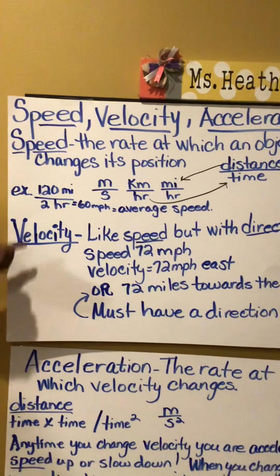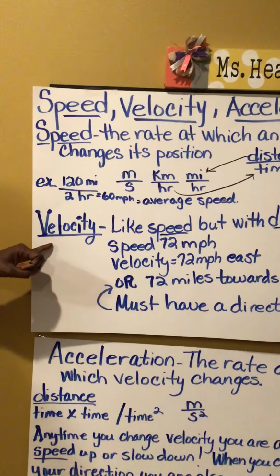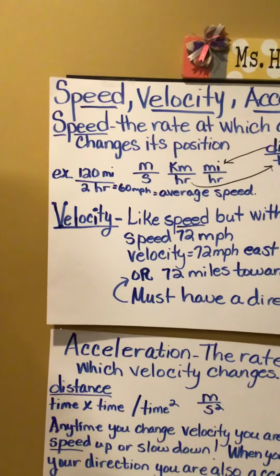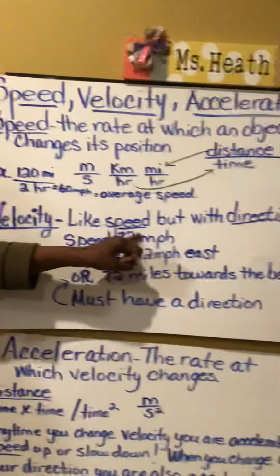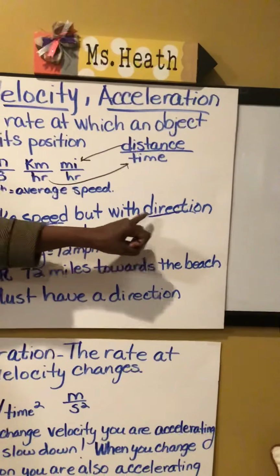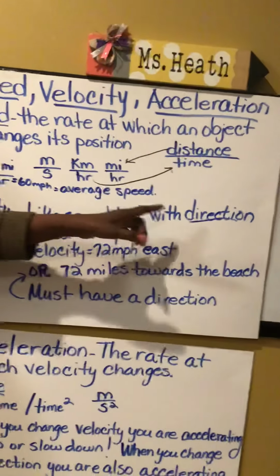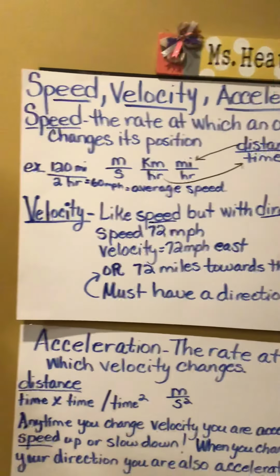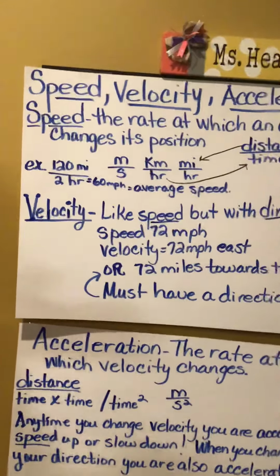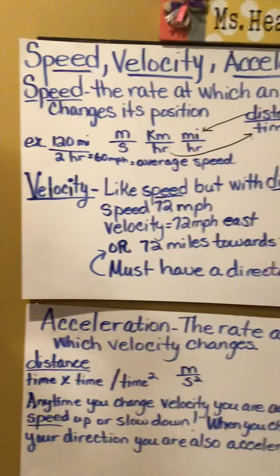Now, what is the difference between speed and velocity? Velocity is a little bit different because like speed, but it has direction. It's just like speed, but it's going to give us that specific direction. Well, when I think of direction, I think of these directional words like north, south, east, and west.